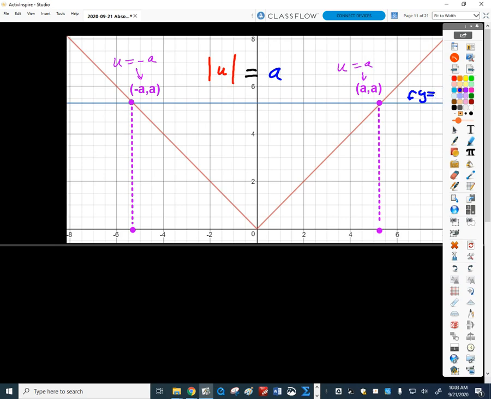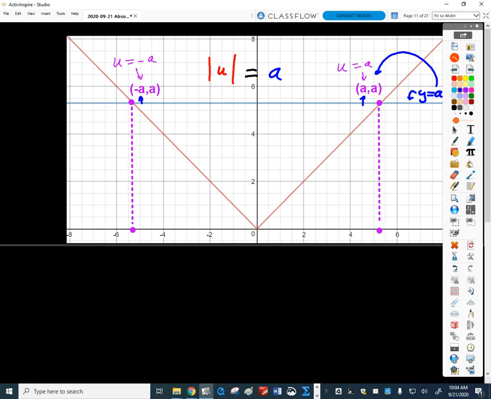This is the line y equals a, right? Because we want to know when the y value equals a. So if the y value is a and the slope is 1, doesn't the x value also have to be a? So the coordinates of that point are over a and up a. And what about this one over here? Well, if the y value is a and this slope is negative 1, that's going to have to be negative a, isn't it?